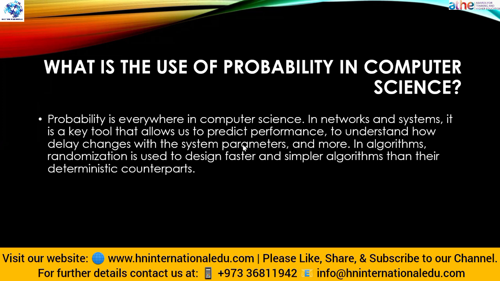What is the use of probability in computer science? Probability is everywhere in computer science. In networks and systems, it's a key tool that allows us to predict performance and understand how delays change with the system parameters and more. In algorithms, randomization is used to design faster and simpler algorithms than their deterministic counterparts. In computer science, we cannot work without the concept of probability, because it is one of the major concepts that we need to use.